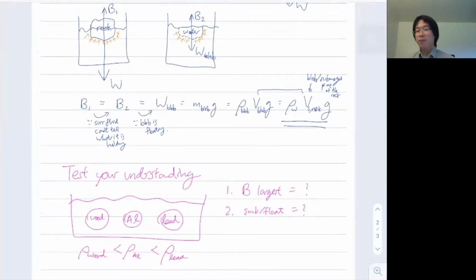Let's start with the wood. Will it sink or float? Anyone on the chat? Good. How about the aluminum?